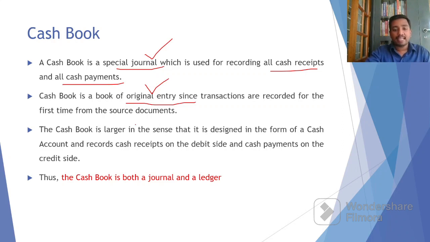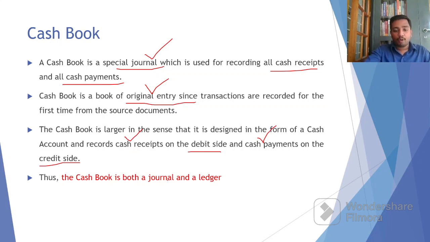We can say that the debit side of the cash book records the cash receipts, and on the credit side of the cash book we record the cash payments. So this is similar to an account. An account has two sides, the debit side and the credit side. The debit side records all cash receipts and the credit side records all cash payments.